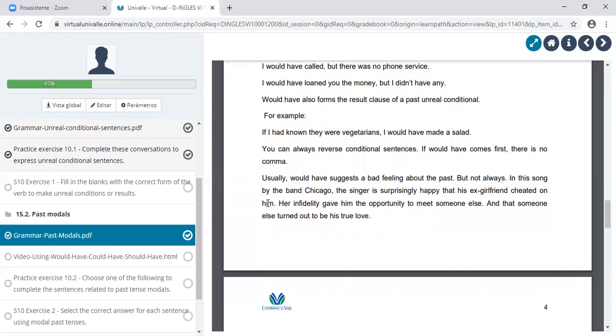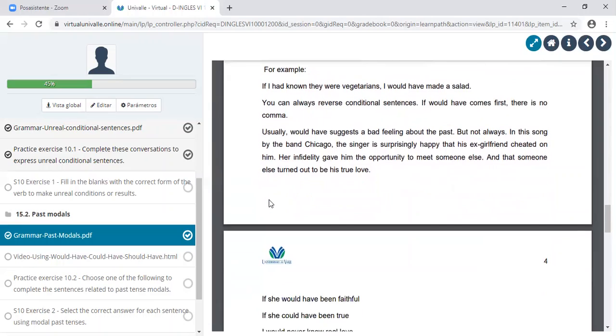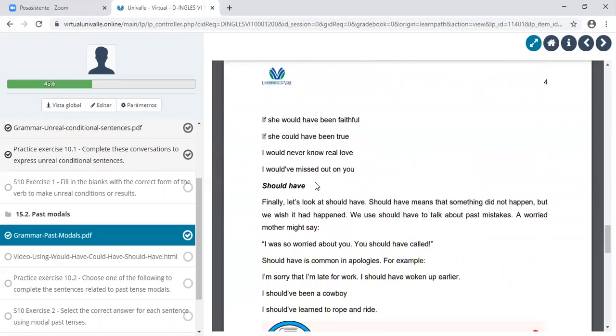Usually would have suggests a bad feeling about the past, but not always. In the song by the band Chicago, for example, the singer is surprisingly happy that his ex-girlfriend cheated on him. Her infidelity gave him the opportunity to meet someone else, and that someone else turned out to be his true love.